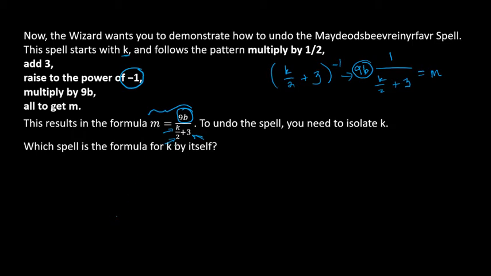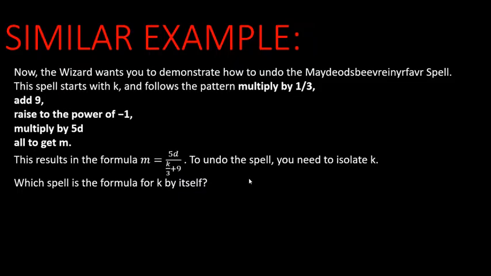Now they want us to isolate k. Currently, this formula has solved for m. We need to isolate k. So once again, I'm going to show you a similar example. Notice the similarity in format of my spell, or my formula. I'm going to rearrange it to solve for k.